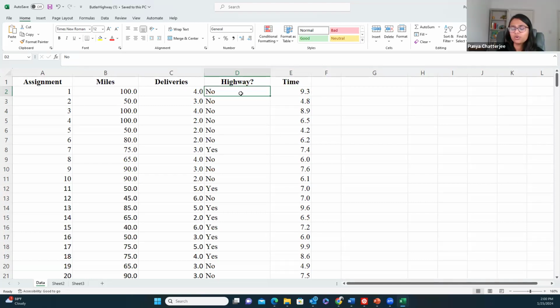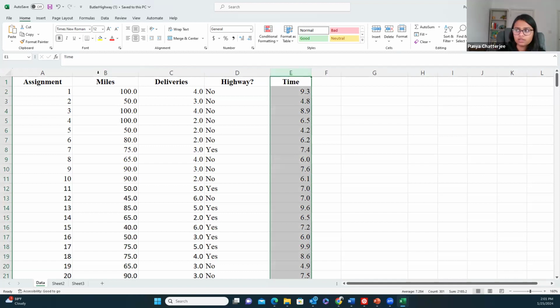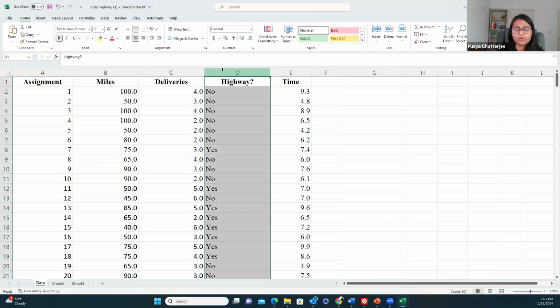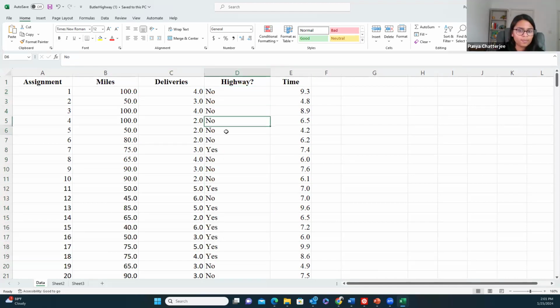Right. So if you are going through that highway busy period, that means you're going to take more time, right? Just because there is traffic. So yes, it's going to be a positive or increasing effect. Right. So as I said, if you just give Excel this data and tell it to run a regression where time is dependent and miles, deliveries, and highway are independent, Excel would show an error. Why? Because Excel cannot read this yes, no data.